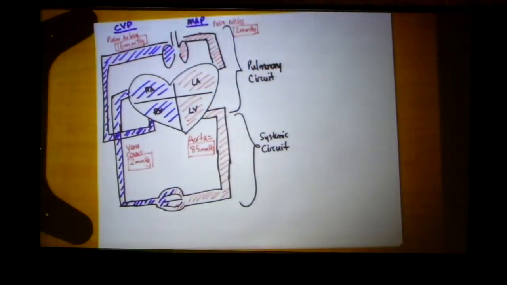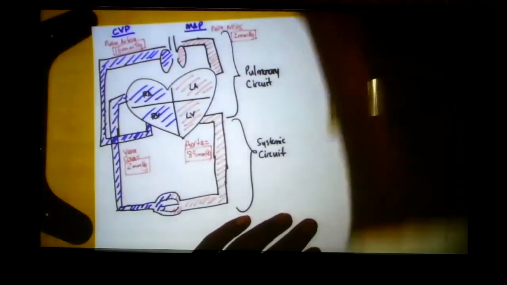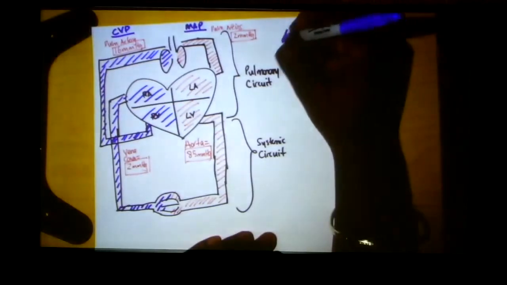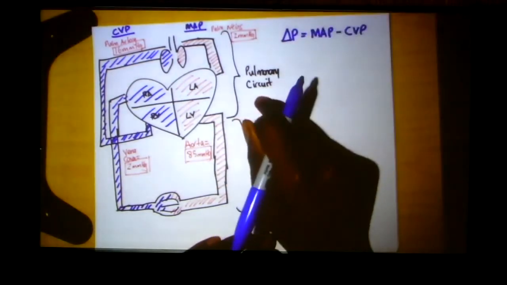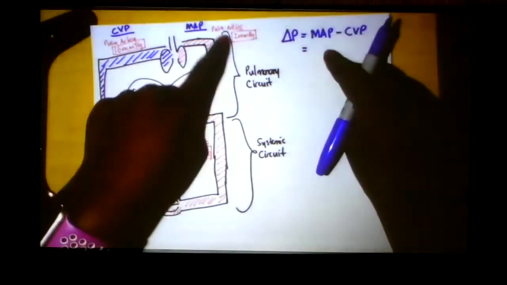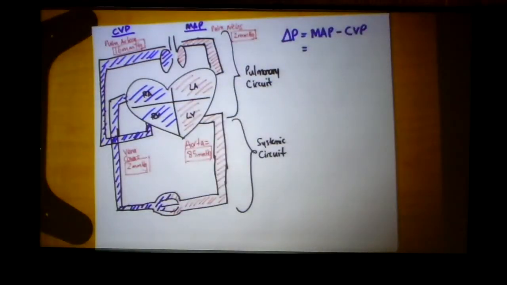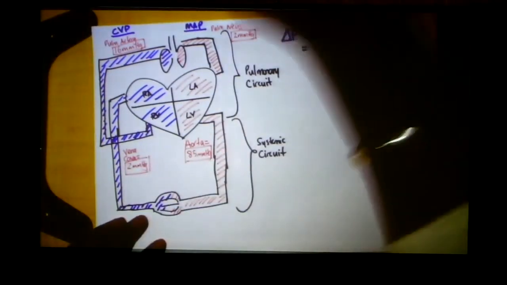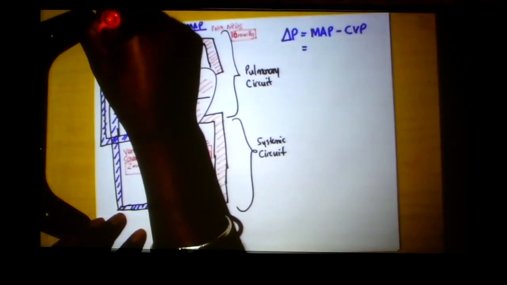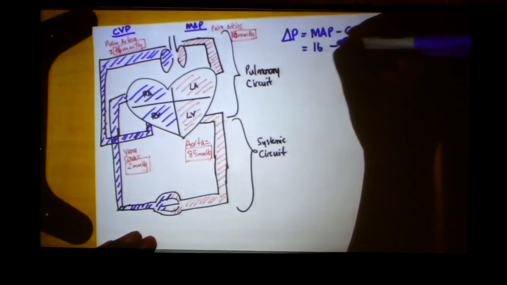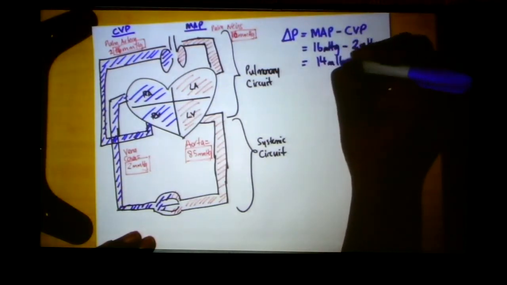And so what we can see here is that we definitely have a pressure gradient in both of these circuits. So let's describe that a little bit better here. Right, so we know that the pressure gradient is equal to the mean arterial pressure minus the central venous pressure. So let's calculate it for the pulmonary side. I flip-flopped these. So this is supposed to be 16, and this should be 2. Okay, so we've got 16 millimeters of mercury minus 2 millimeters of mercury, and that gives us 14 millimeters of mercury here.